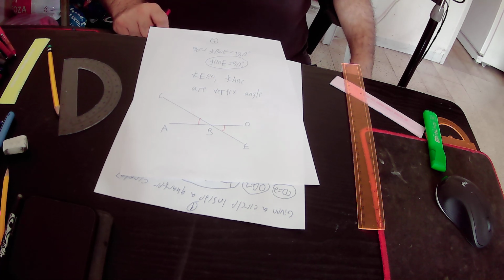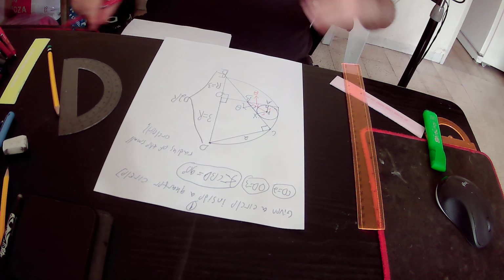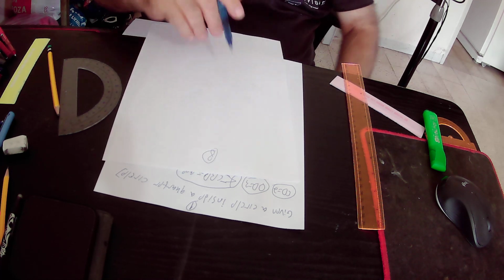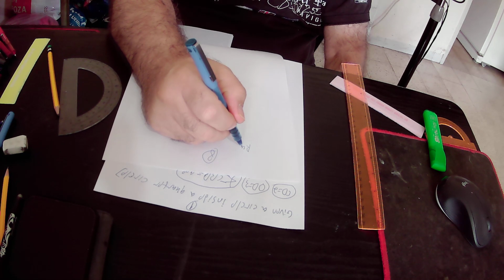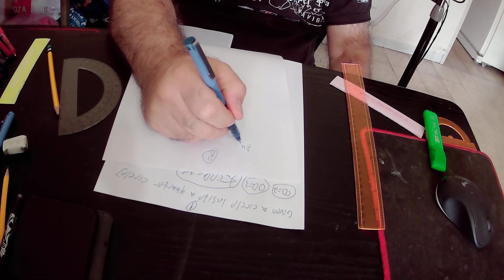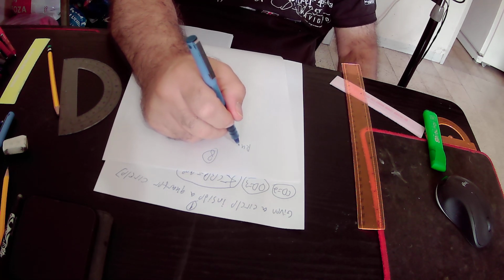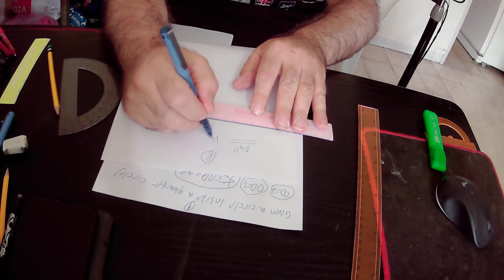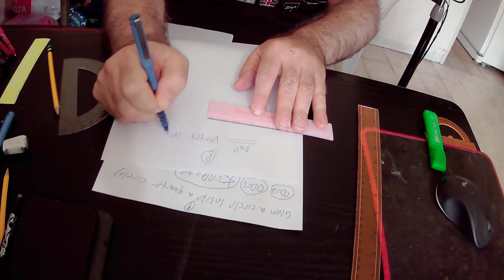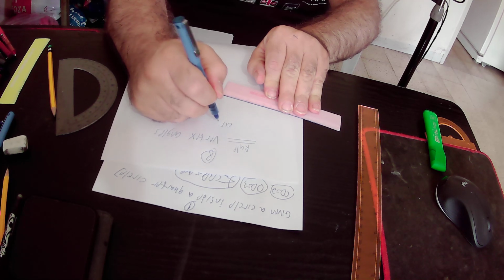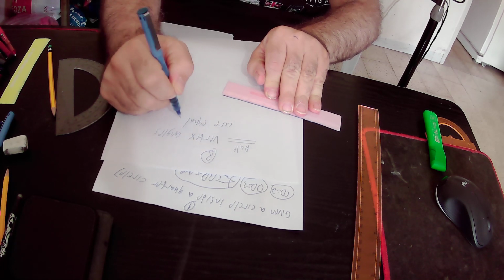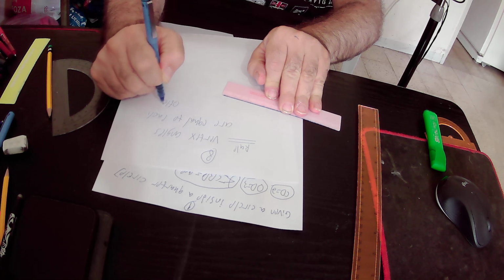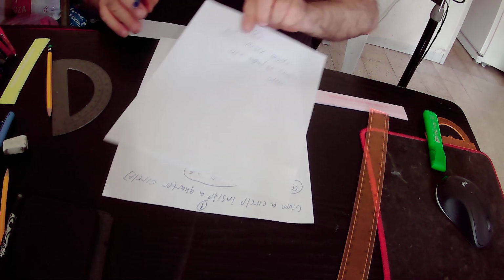And we have a rule that states that vertex angles are equal to each other. Vertex angles are equal to each other.